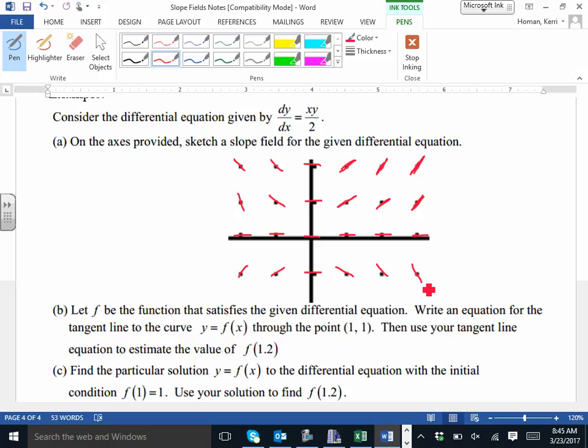Okay, look at mine, compare it to yours. Are they the same? What's the first thing that you did when you graphed these slopes? Zeros. Go to all the ones that are 0, right? Get the easy ones out of the way first. That's kind of my philosophy.